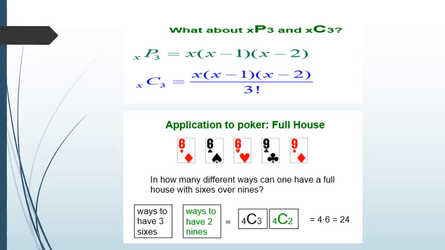Application to poker, full house. In how many different ways can one have a full house with 6s over 9s? Ways to have three 6s: 4C3. Ways to have two 9s: 4C2. 4 times 6 is equal to 24.